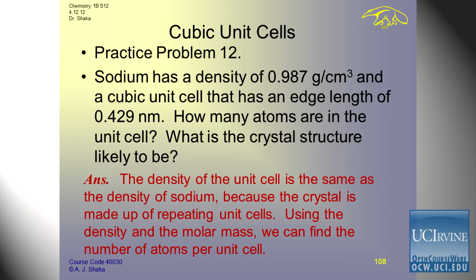Okay, first of all, the first physical principle is the density of the unit cell is the same as the density of sodium, because sodium is just made up of an infinite number of copies of unit cells that all have the same number of atoms and the same volume. So therefore, if we use the density and the molar mass, we can find the number of atoms per unit cell.